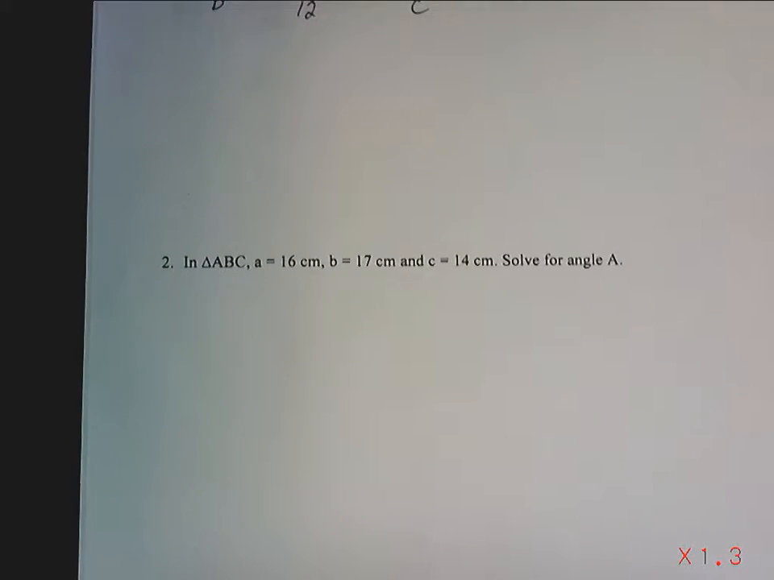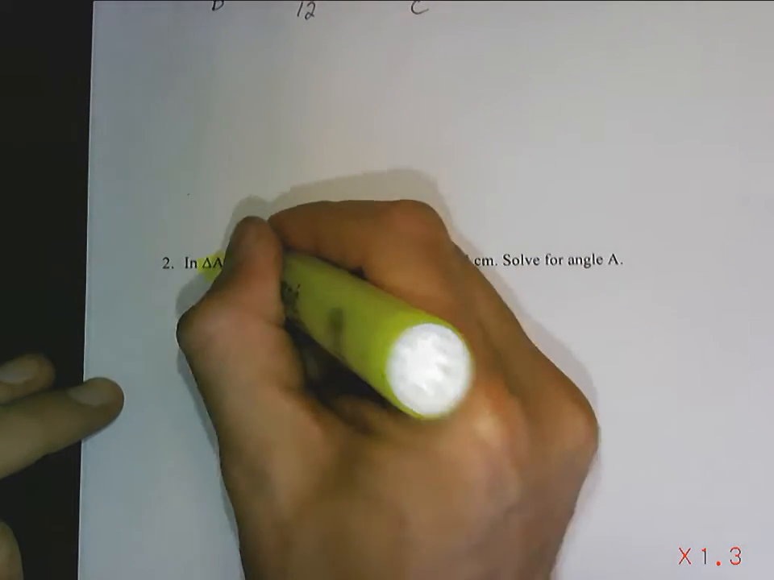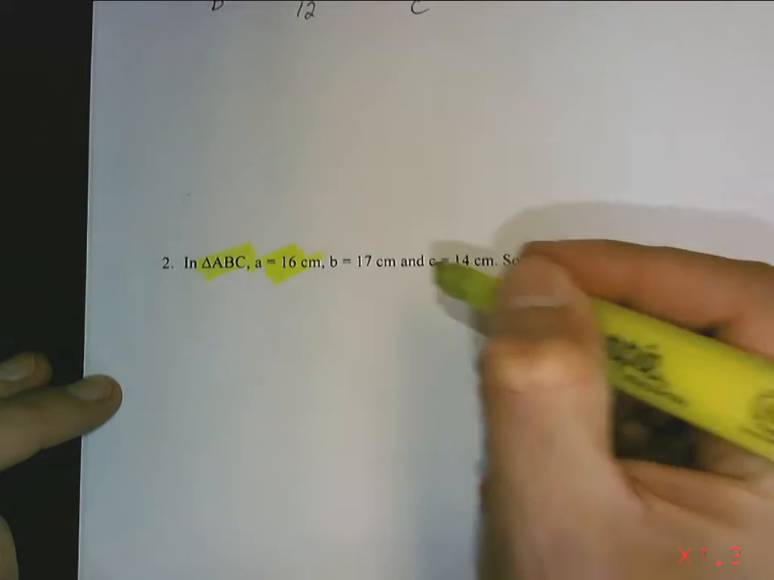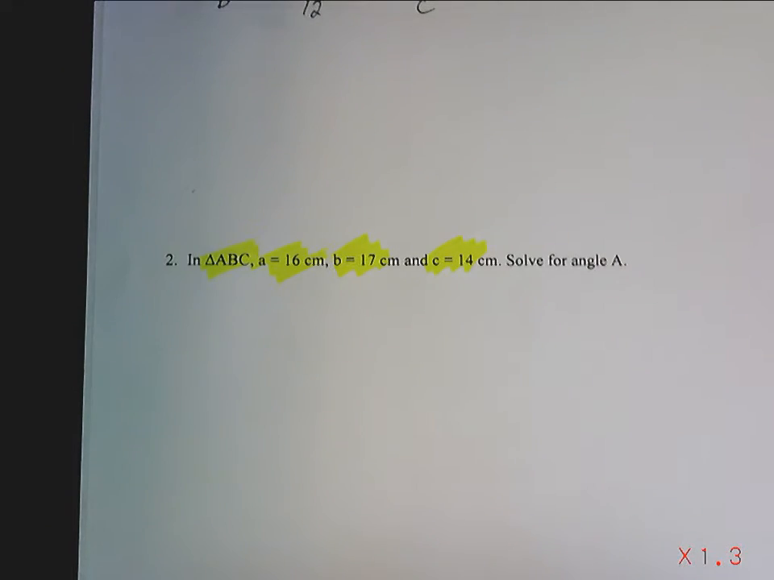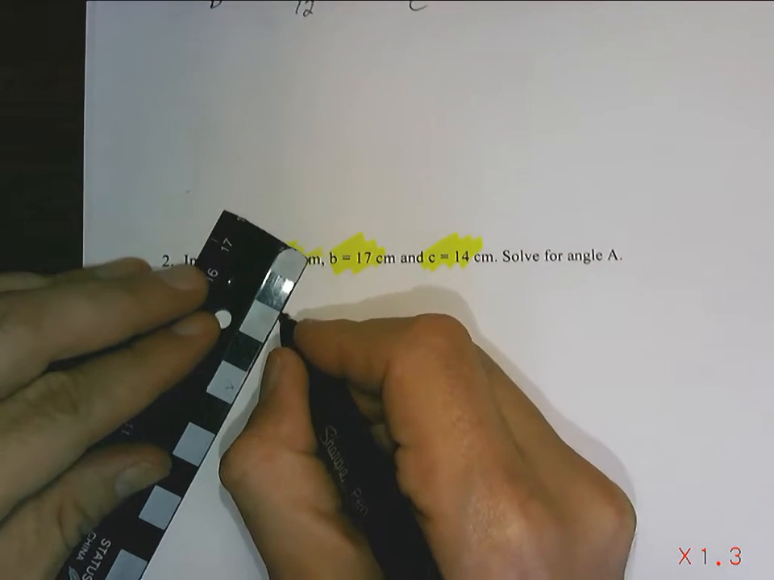So now we're going to be taking a look at example number 2. Again, they want us to make the triangle. They're going to give me one side, they're going to give me two sides, and lo and behold, they're going to give me 3 sides. So we make the triangle.